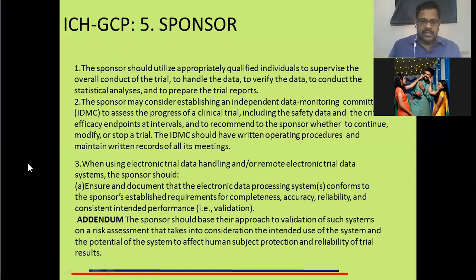And there is an additional responsibility that was later added, which is called an addendum, to the sponsor's responsibility. The sponsor should base their approach to validation of such systems on a risk assessment that takes into consideration the intended use of the system and the potential of the system to affect human subject protection and the reliability of trial results. So how, in what way, the electronic system of data handling ensures the safety of the trial subjects participating, and to what extent we can believe this system and the results and inputs derived from it, should be validated by the sponsor. That is a later addendum.